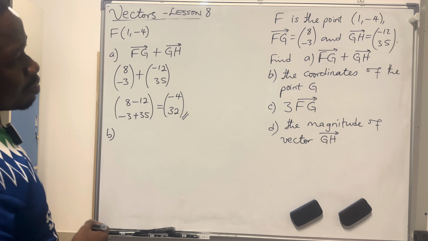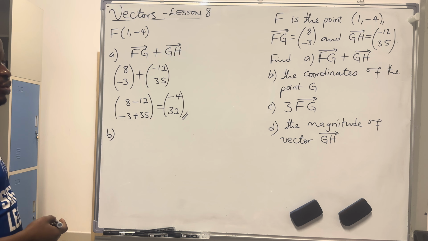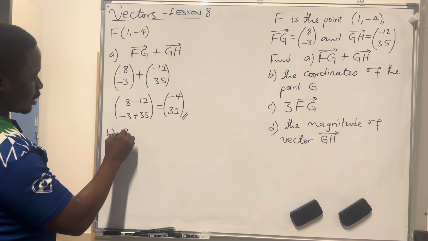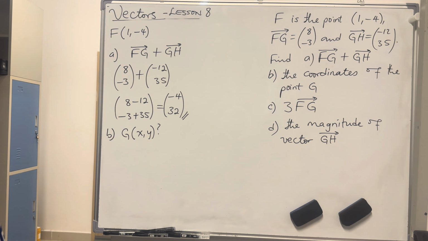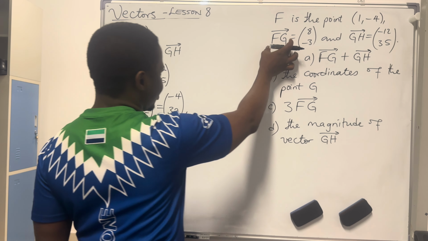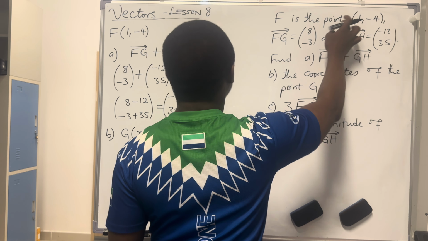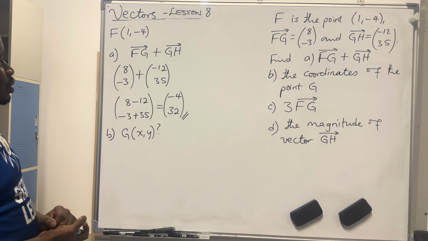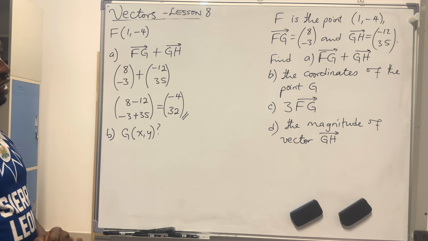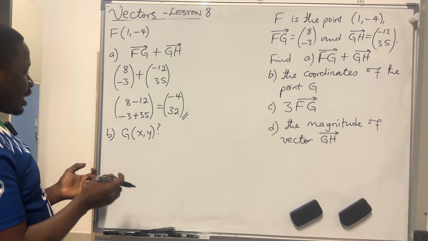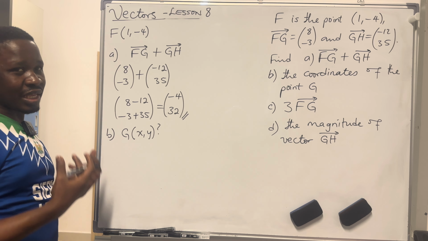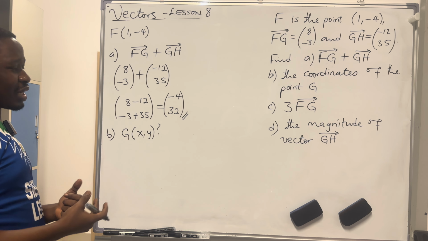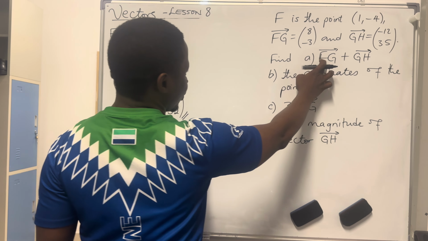B, the coordinate of the point G. We want to find G, so we need something with X and Y values. If we need G, we are given what? FG, GH. Then we have point F. So let us see if we have any vector that relates G and F. We need point G. Let's see if we are given any vector related with F and G. And it is this one, FG.